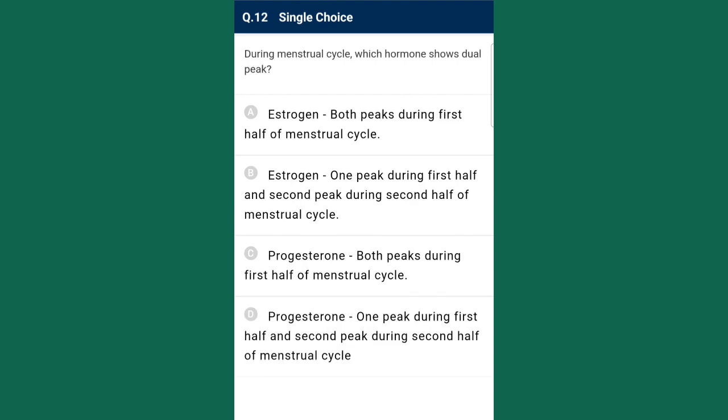Question number 12. During the menstrual cycle, which hormone shows a dual peak? During the menstrual cycle, estrogen has one peak during the first half and a second peak during the second half of the menstrual cycle. So the answer for this question is option B.